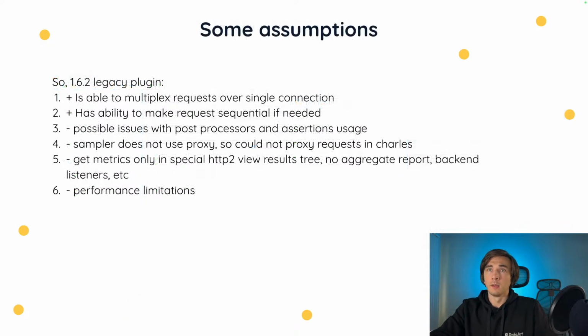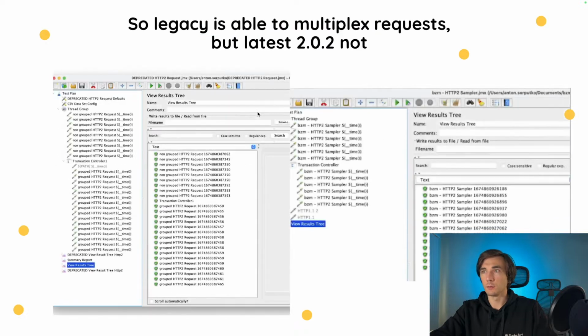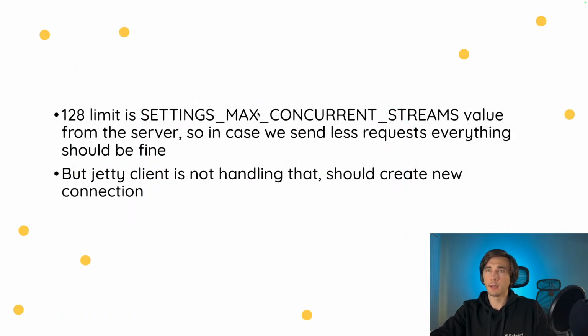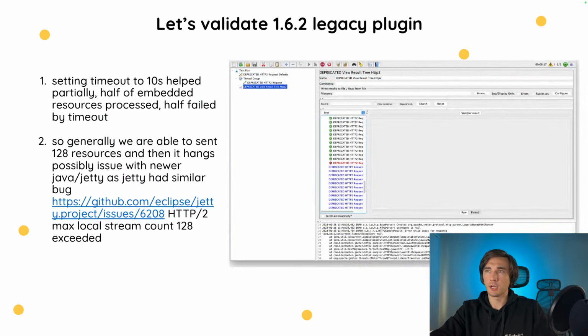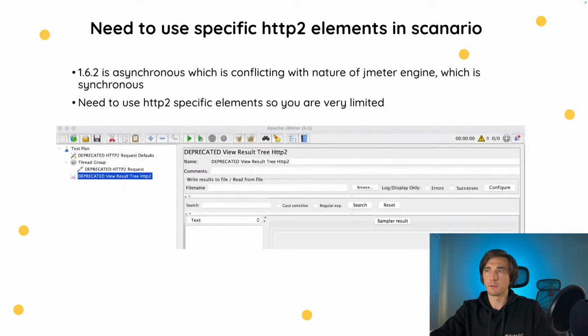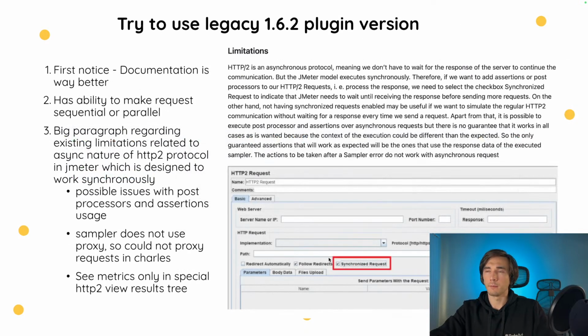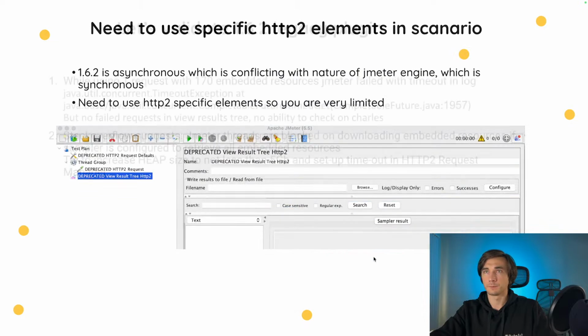So, just some assumptions after using these two versions. The legacy one is able to multiplex requests. It is also able to make requests sequential if you need that. You can make it sequential by clicking a special checkbox on the request itself. Here you can make it a synchronized request. If it is not checked, it will be parallel.